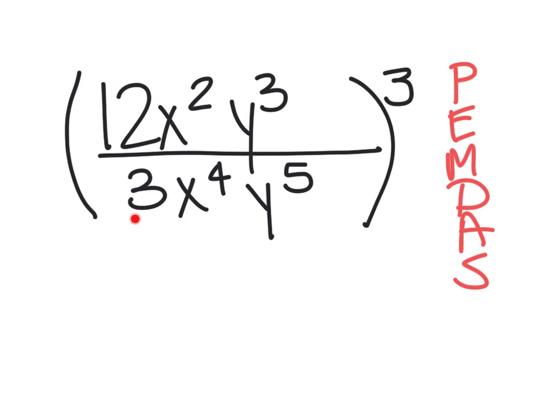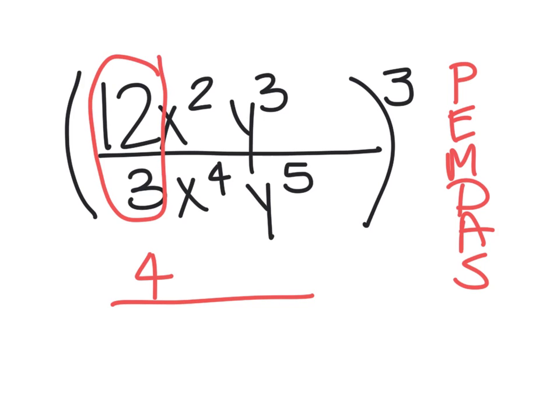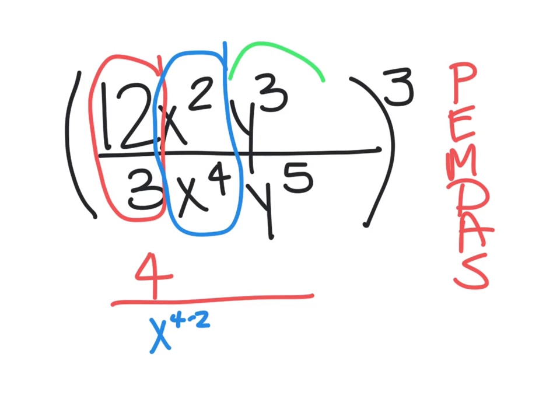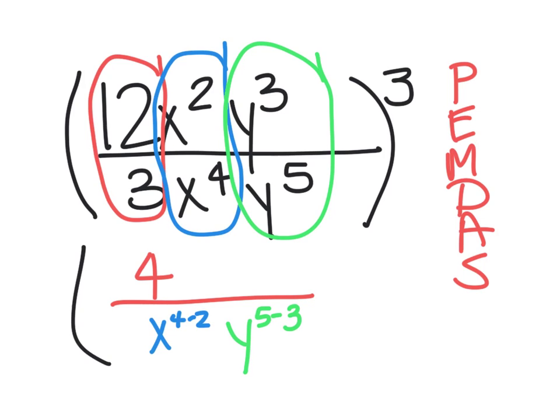So I look at my numbers. I have 12 divided by 3. 12 divided by 3 is going to give me 4. For my x's, I have x squared divided by x to the fourth. Well, there's more x's on bottom and I'm dividing, so I want to subtract those. And then for my y's, I have y to the third divided by y to the fifth. Again, there's more y's on bottom, so I'm going to leave it there and I want to subtract them. And I still have, don't forget, all of this is in parentheses with the third power.